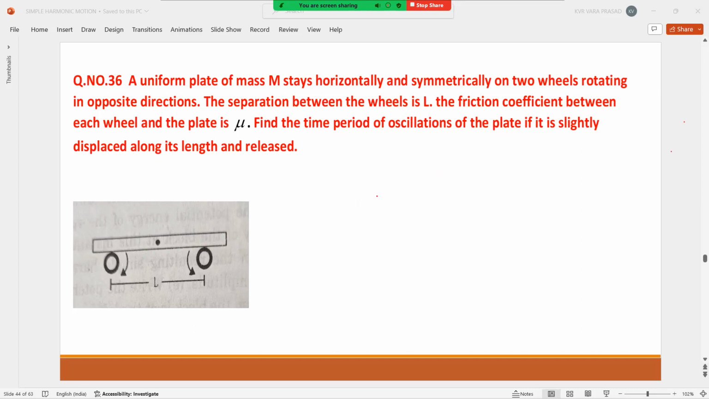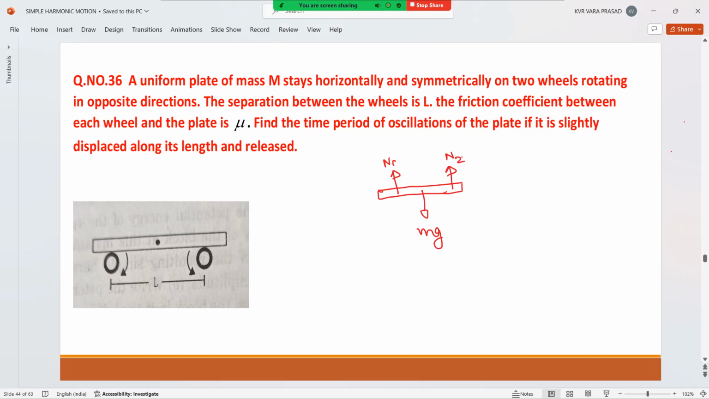I am making here a free body diagram for the plate. Forces acting: mg downwards. Now we have contact with each wheel. Normal reaction upwards. Initially, the plate was placed symmetrically. Therefore, the normal reactions will be the same. I'm calling one of them N1 and the second one N2.